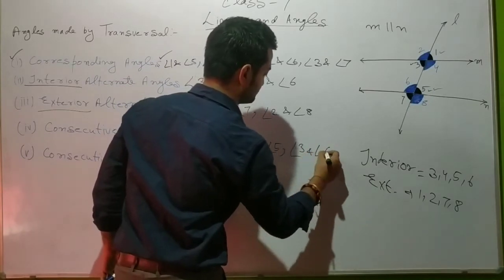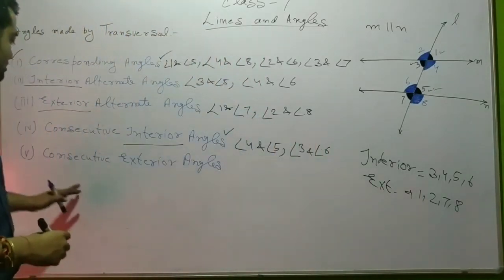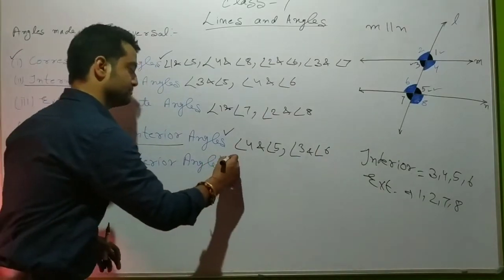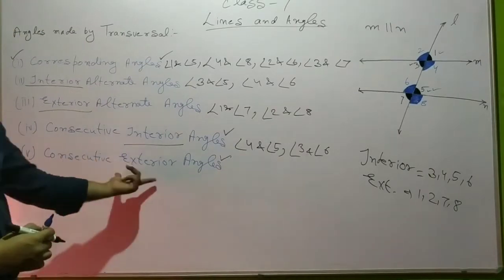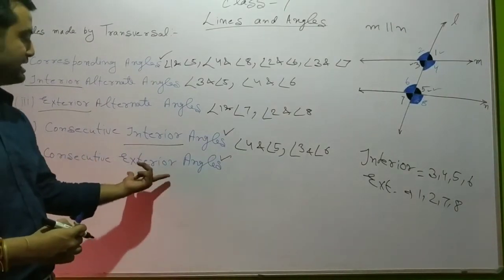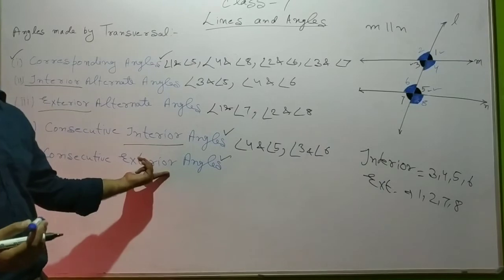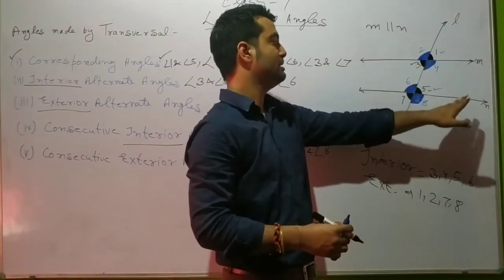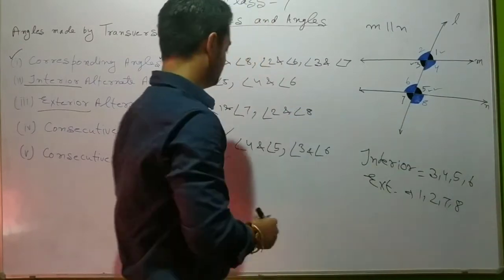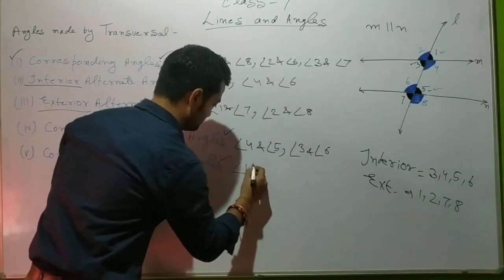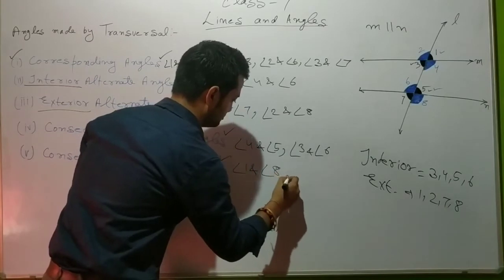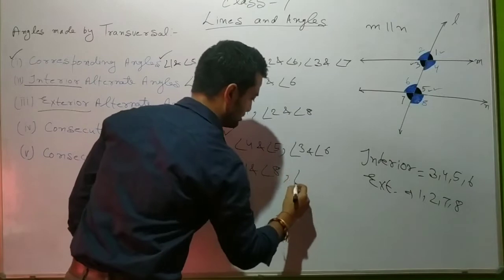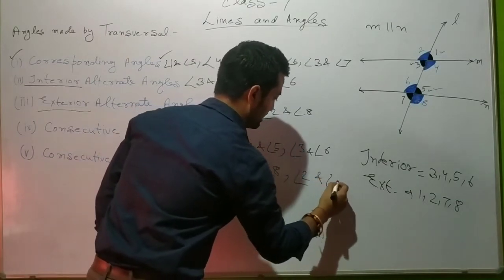Our last angles here are consecutive exterior angles. Consecutive exterior angles means the angles which are in the exterior part and on the same side. So consecutive exterior angles are angle 1 and angle 8. Another pair is angle 2 and angle 7.